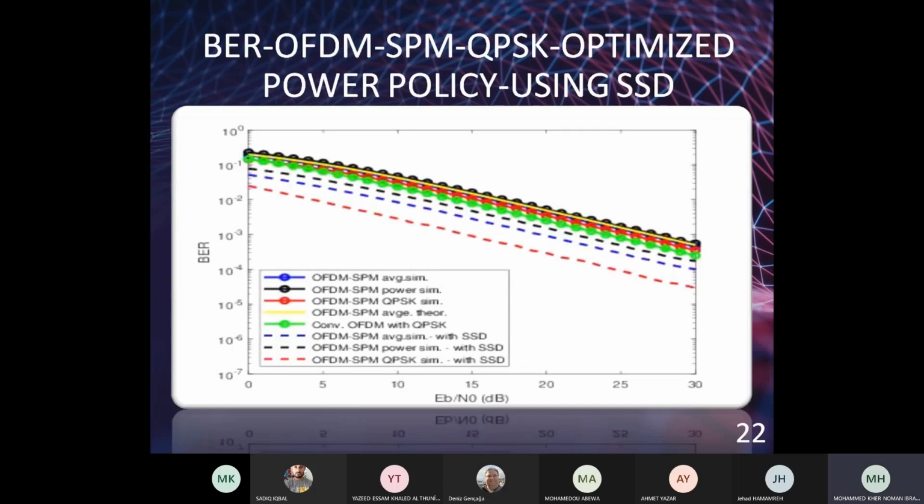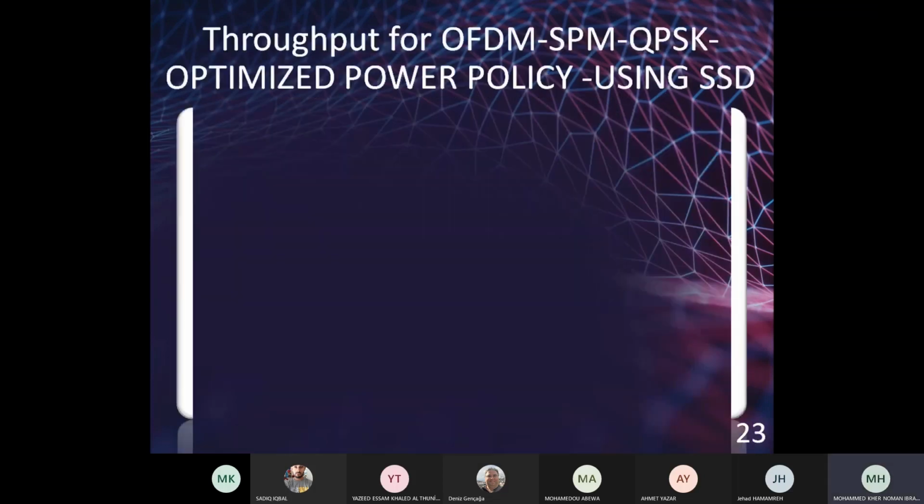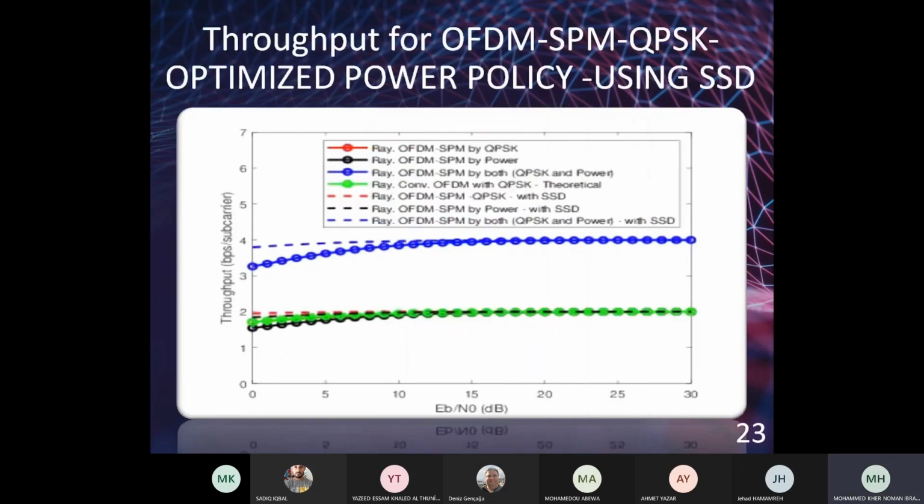So, for example, the bit error rate at 10 dB in the normal OFDM or OFDM-SPM is 10 to minus 1. But in our case, when we use signal space diversity, we get 10 to minus 2. And that's considered a significant improvement. And for the throughput here, we got the same throughput after 10 dB, but from 0 to 10, we have a better throughput.